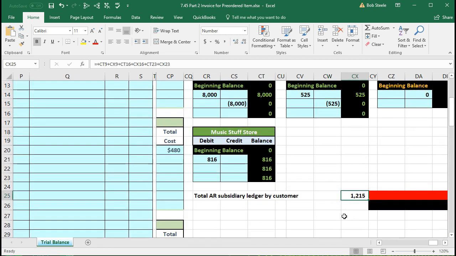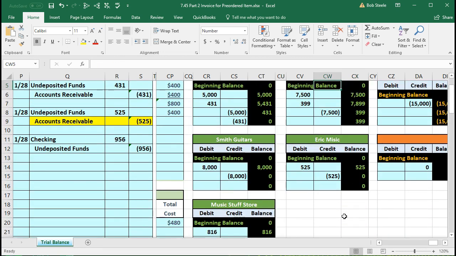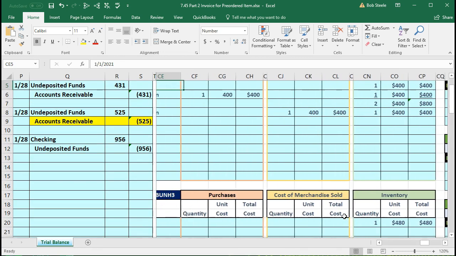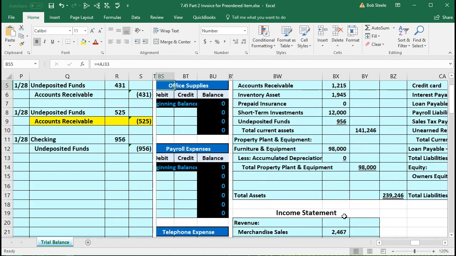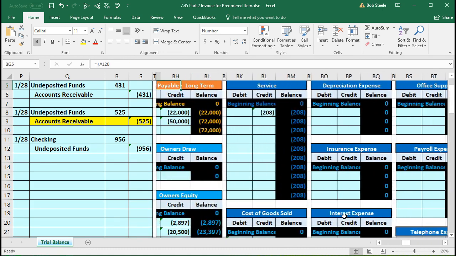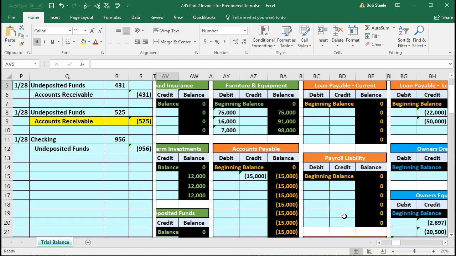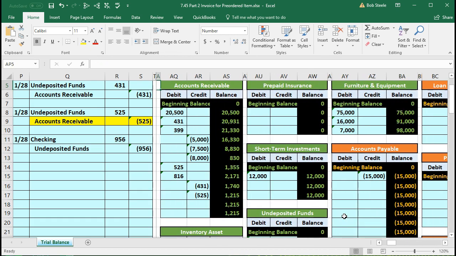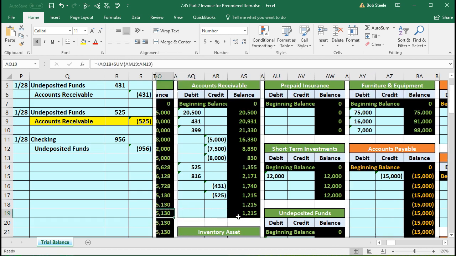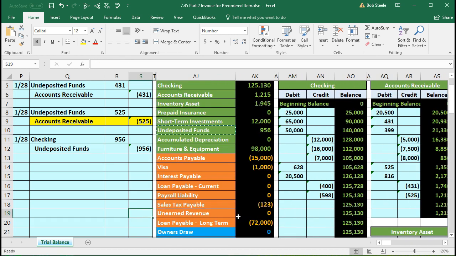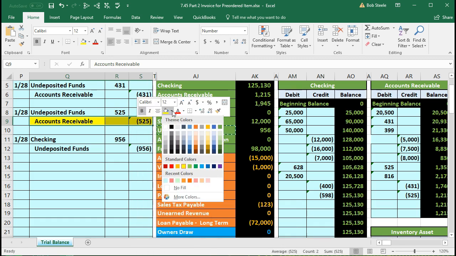Now we're at 1,215. That should be the amount on the general ledger, 1,215. I'm going to scroll left, 1,215 on the general ledger, and we're scrolling all the way till we see that amount on the general ledger, 1,215 there. So that's in accounts receivable, and we're going to see it on the trial balance as well, 1,215. Okay, so we've completed that. So I'm going to go ahead and make that back to its normal color.